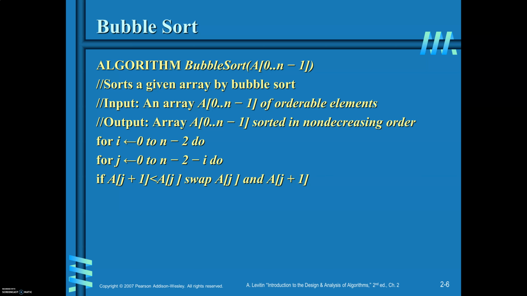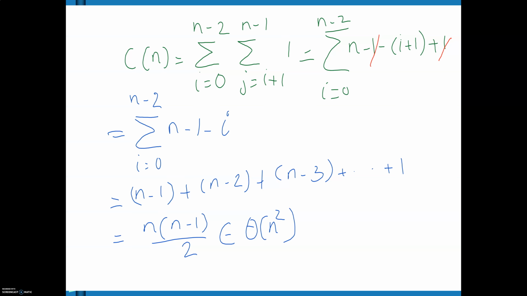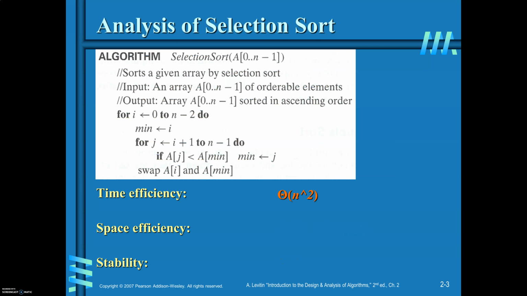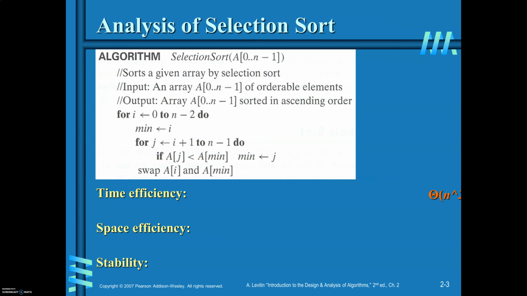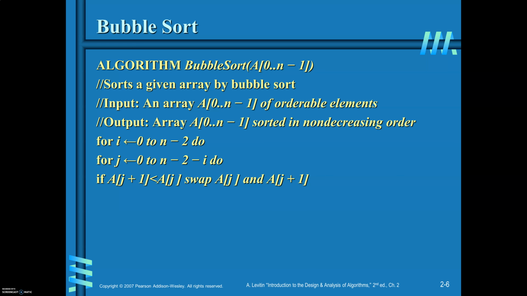Next we'll see another example, brute force bubble sort. In this algorithm, the element is compared with the adjacent element. So what is the order of the elements here? A0 must be less than or equal to A1, A1 must be less than or equal to A2, and so on. In case A0 is not less than A1, then these two are to be swapped. So that is how you are performing here.